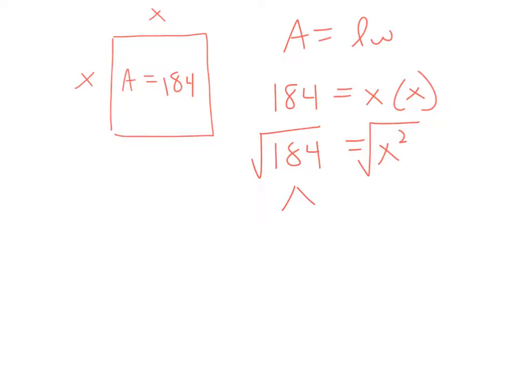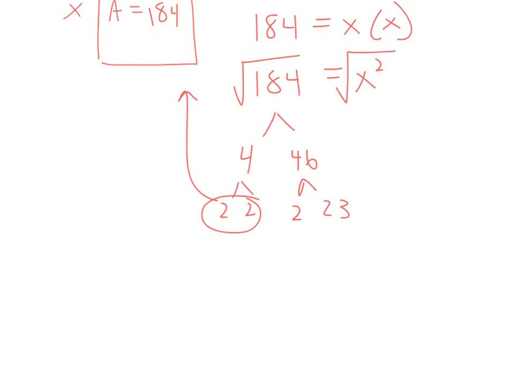Let's see. So I was thinking like 4 right off the bat for some reason. 4 and 46. This will break down to 2 and 2, 2 and 23. So it looks like I'm going to have a pair of 2's move out, and then I'm going to have the 2 and 23 left over. So I've got x equals 2 on the outside and root 46 on the inside.